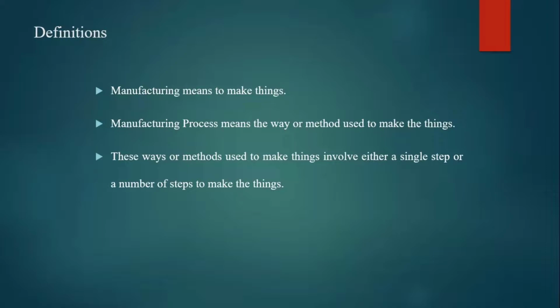Also, we can say the manufacturing processes are the ways, the methods which we adopt to make the things, to make the parts, to make the products. And these ways are the methods we use to make the components, the parts. They involve either a single step or a number of steps to make the parts or the products.